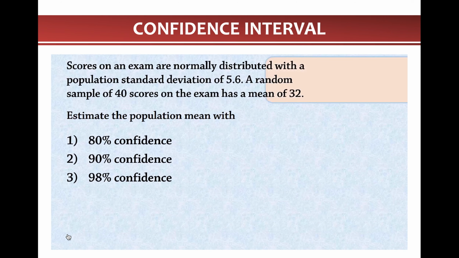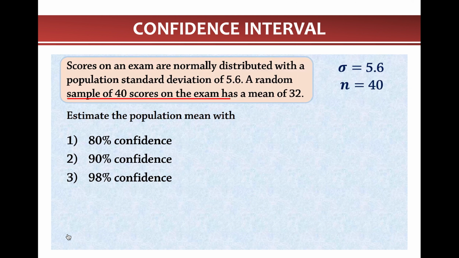Let's look at an example. Scores on an exam are normally distributed with a population standard deviation of 5.6. A random sample of 40 scores on the exam has a mean of 32. We want to construct confidence interval estimates for the population mean at 80, 90, and 98% confidence levels. Okay, so this is basically a very standard question that is usually asked during the test, or especially for the final examinations, especially in determining the population mean with different confidence intervals.